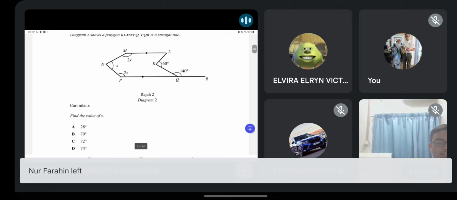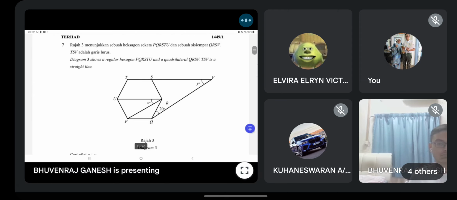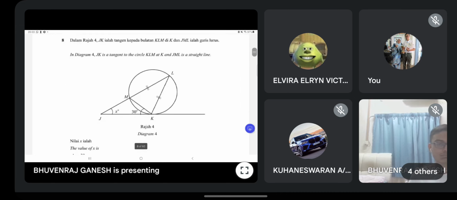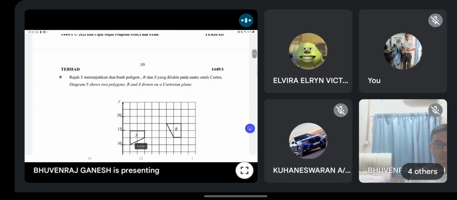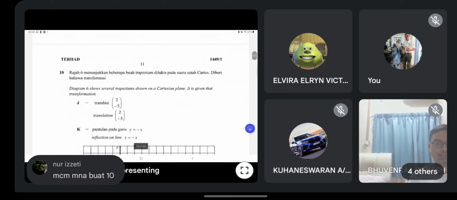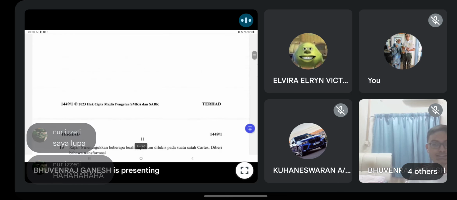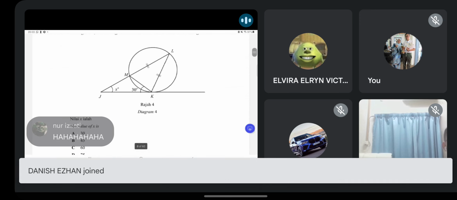Soalan berapa? Komen nombor sahaja. 1 to 10. Anyone? Izati, nak nombor apa? What number guys you want? 10, 8. Okay. Itu sahaja. Okay, nombor 10 and 8. Okay, saya mula 8. Okay, I start with 8.